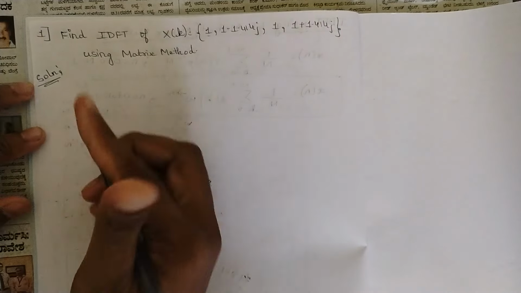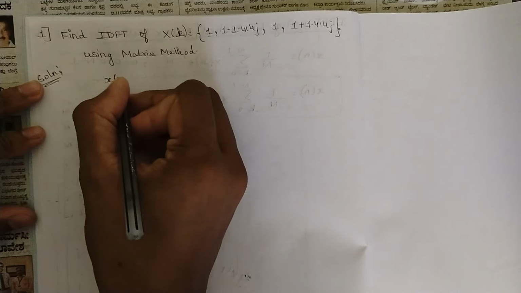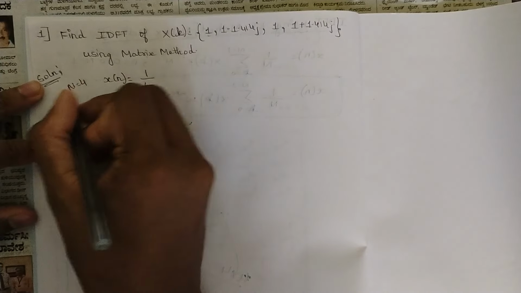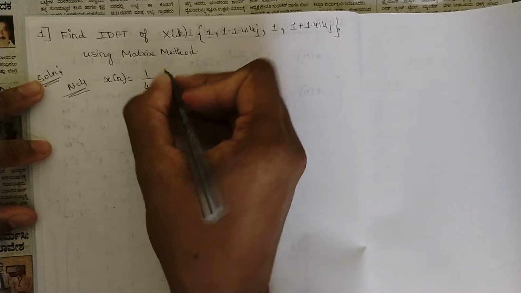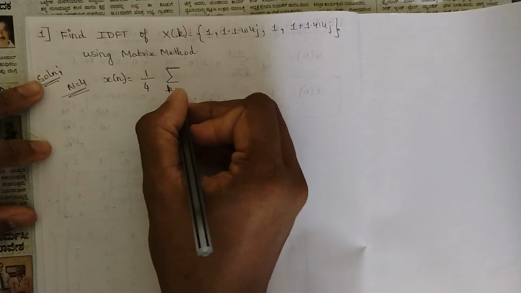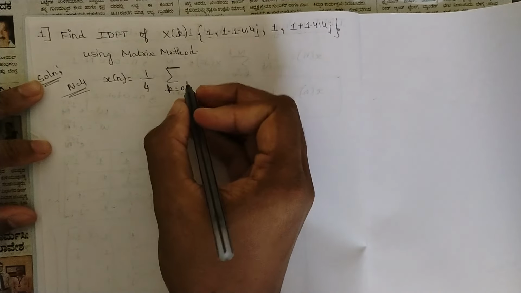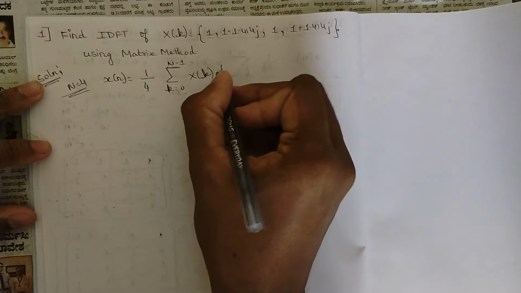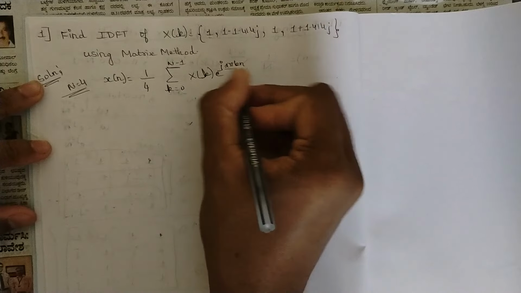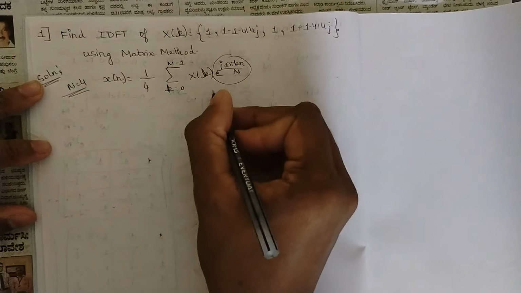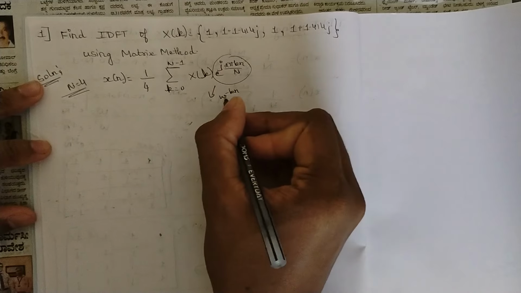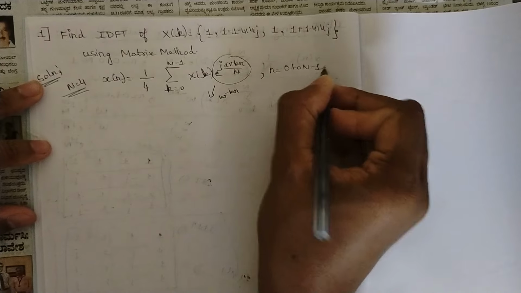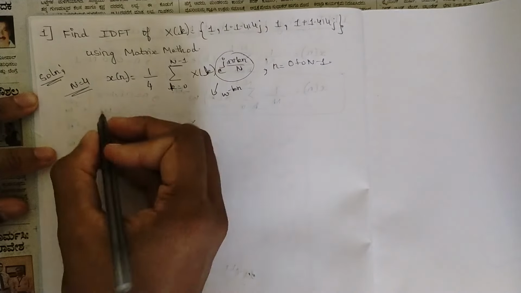Okay, so without wasting any time, let's first write the formula for the matrix method, that is x of n is equal to 1 by 4, since the value of N is equal to 4, right? Just now I have told you. And summation of k equal to 0 to N minus 1, X of k e power j 2 pi kn by N, where this is equal to w to the power minus kn, n equal to 0 to N minus 1. So this is the formula here. So now let's write the matrix.